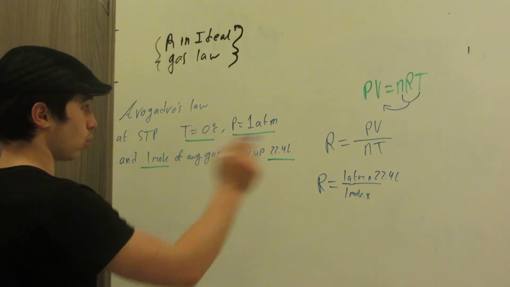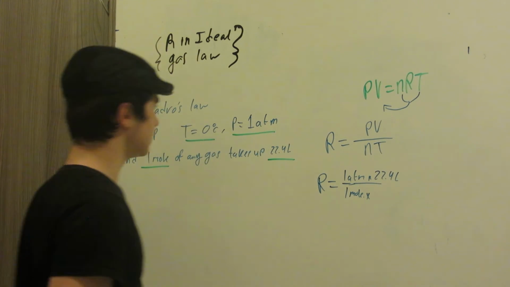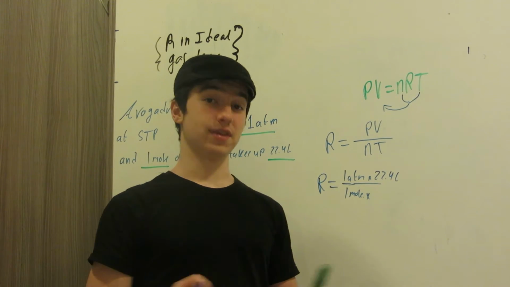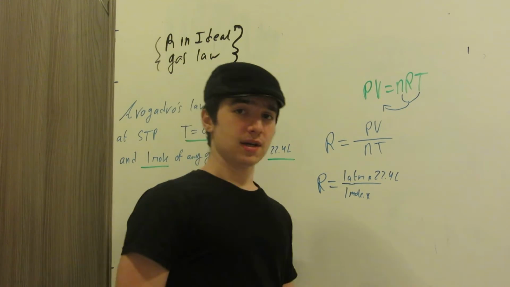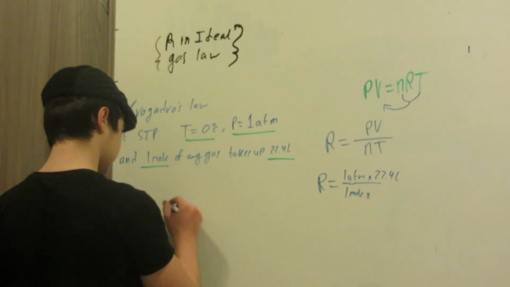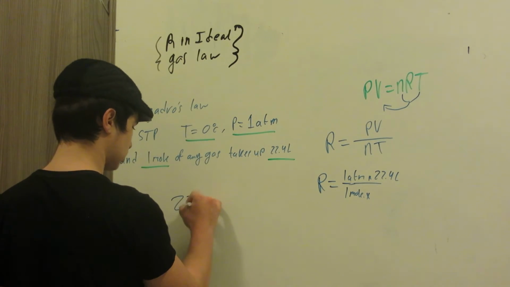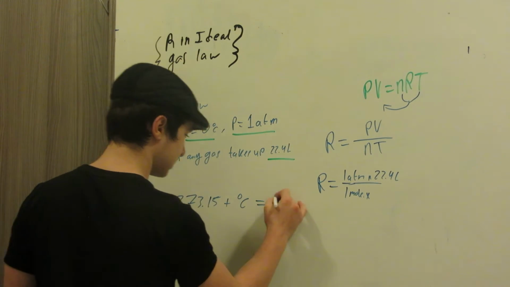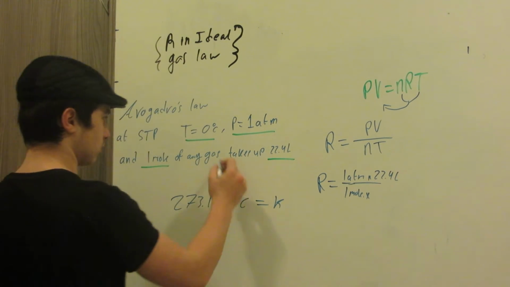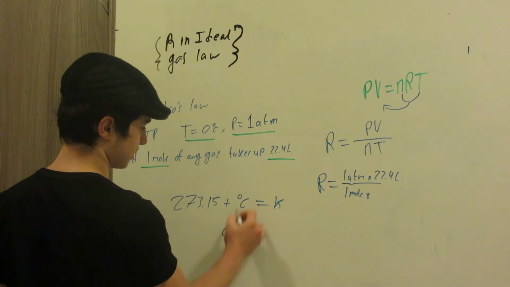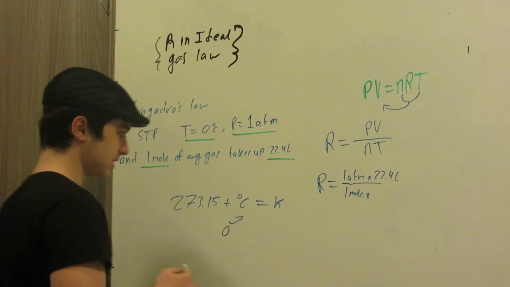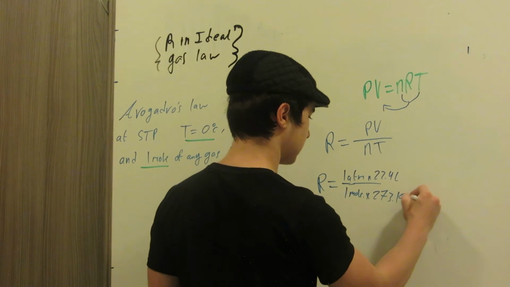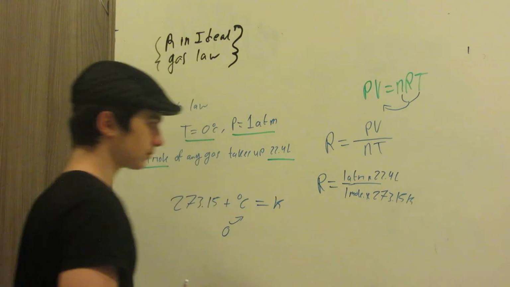multiplied by the temperature, which is going to be 0? Of course not. We're going to have the unit in Kelvin, as we remember. How is it done? We write 273.15 plus the number of Celsius equals Kelvin. Now 0 is placed right over here because we have 0 Celsius. That means we're going to have 273.15 Kelvin as a unit.